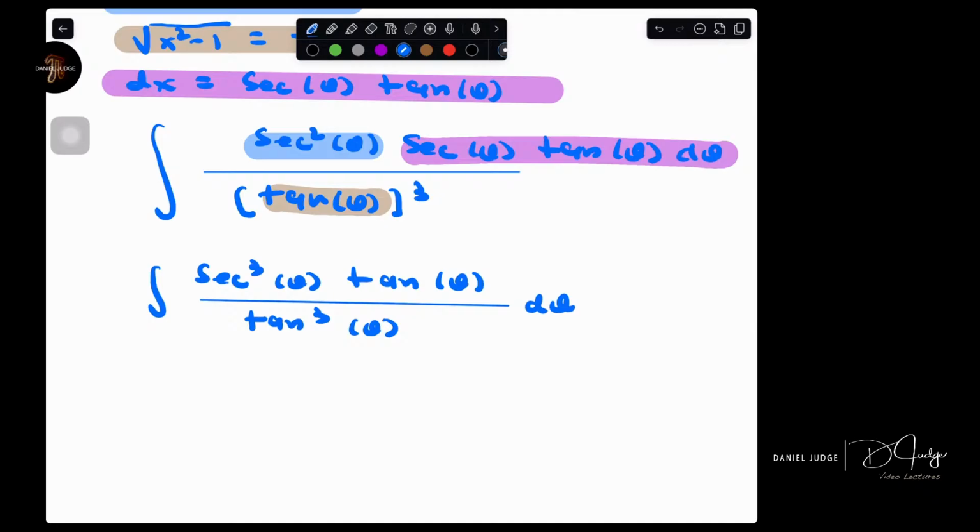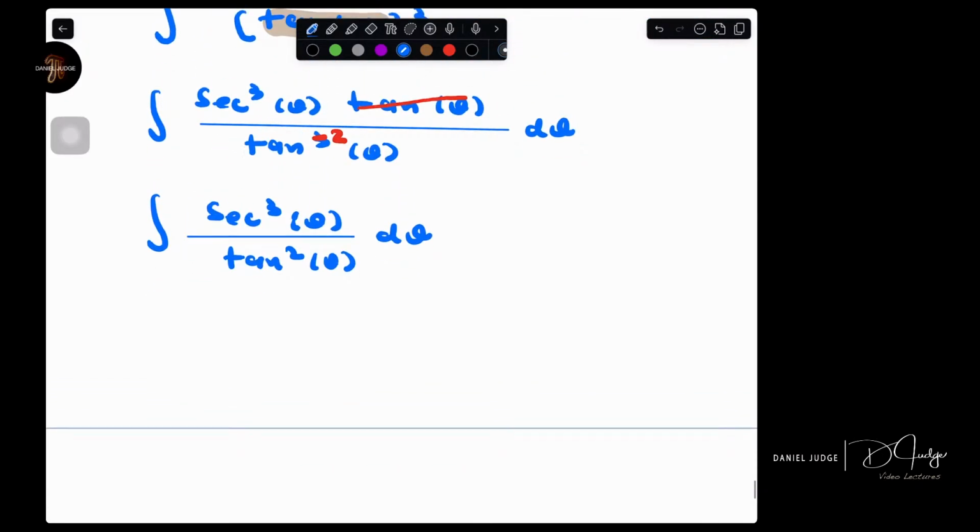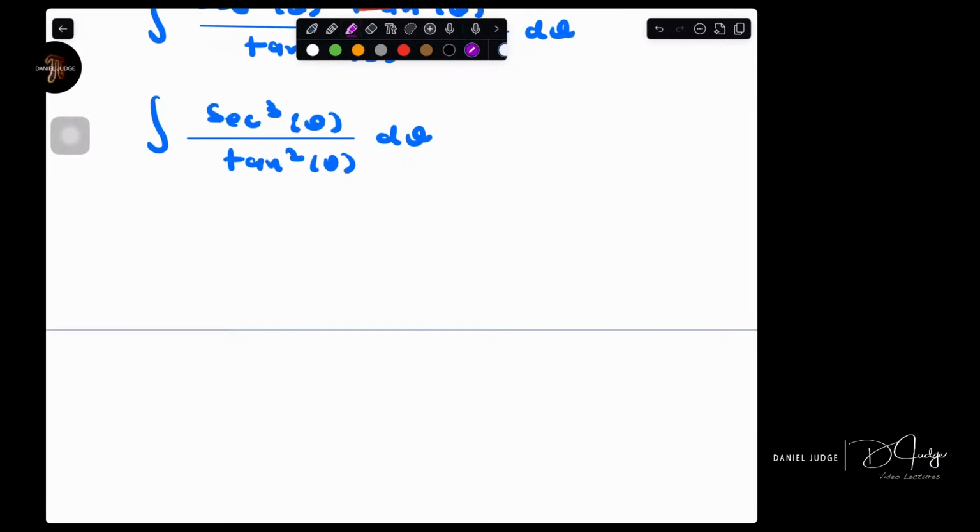Let's just double check things, and then we notice that a tangent factor in the numerator goes away. This is tangent squared. So you now have the integral of secant cube theta over tangent squared theta d theta. We're going to have to do what we've been doing, using identities for secant and tangent.